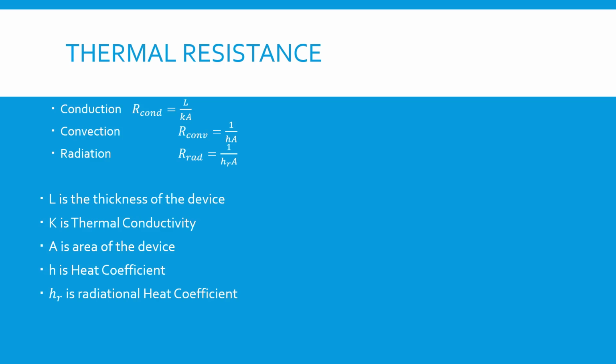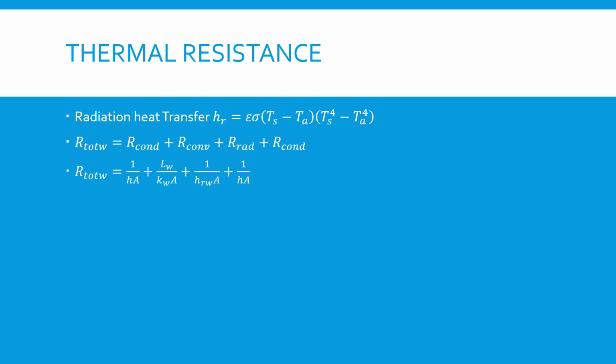The conduction thermal resistance is thickness divided by thermal conductivity times the area. The convection thermal resistance is 1 divided by the heat coefficient times the area. And the radiation thermal resistance is 1 divided by the radiational heat coefficient times the area. The total thermal resistance is equal to the conduction thermal resistance plus the convection thermal resistance plus the radiation thermal resistance plus the conduction thermal resistance.